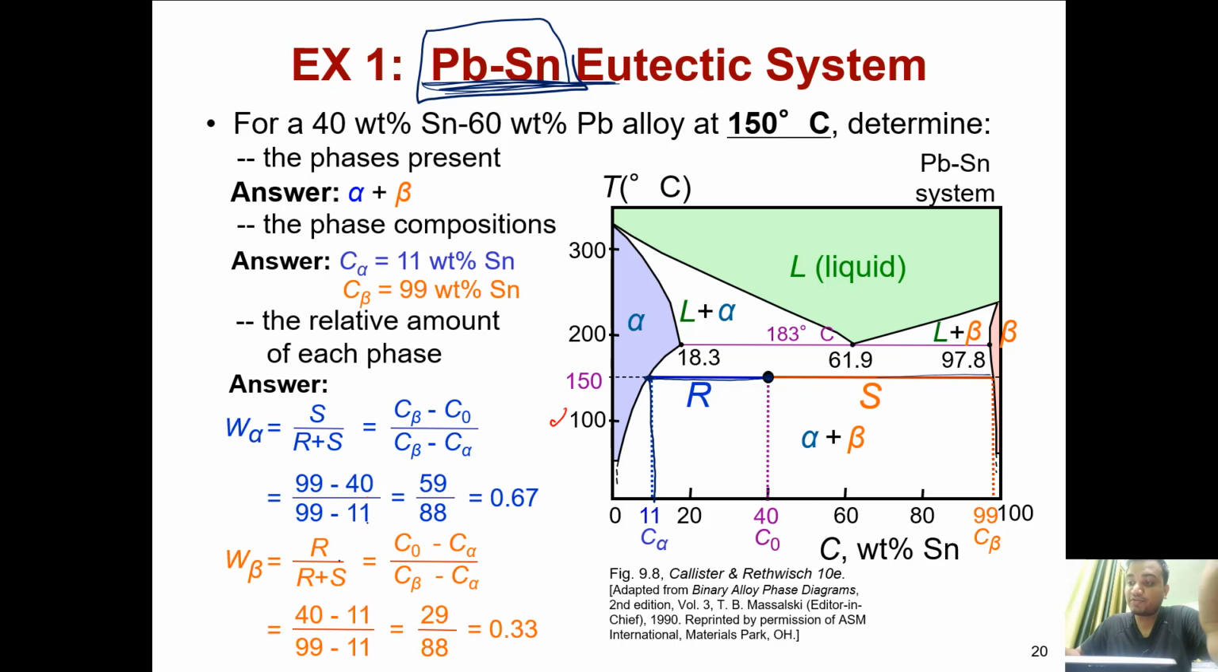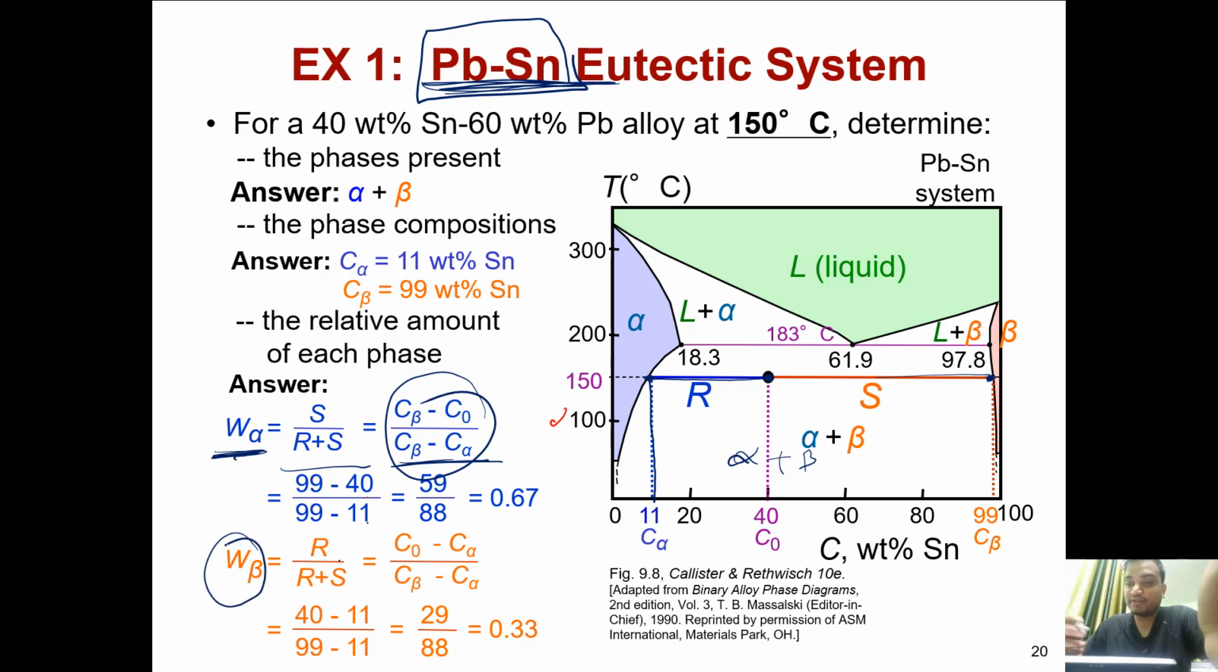Now what is the relative amount of phases over here? So for the relative amount of phases, since it is alpha, we need to find the weight fraction. Okay, so alpha is on the left side, so W alpha is written. This is the left hand side phase we need to find, so we will take the right hand side arm of the tie line, so it will be S divided by R plus S, right? So S will be C beta, this point minus this point, divided by C beta minus the initial, that is C alpha, it is given.